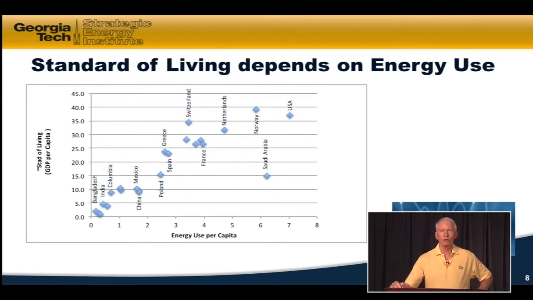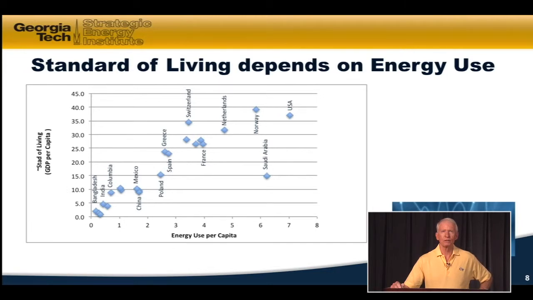And let's start off with the U.S. all the way up in the right-hand corner. The U.S. is up in the right-hand corner using about 7 units of energy per capita, and the gross domestic product per capita, which is a measure of the standard of living, a good quantitative measure, is about 37. If we move over to the left, you can see Switzerland is up almost equal to our gross domestic product per capita, but they are using it much more efficiently.